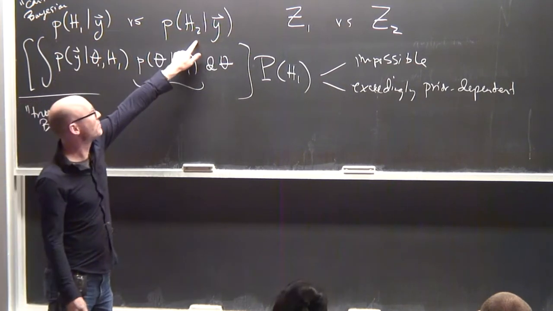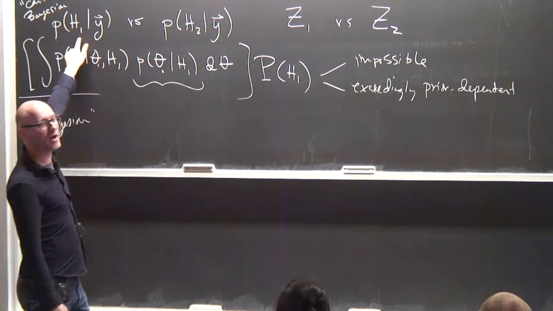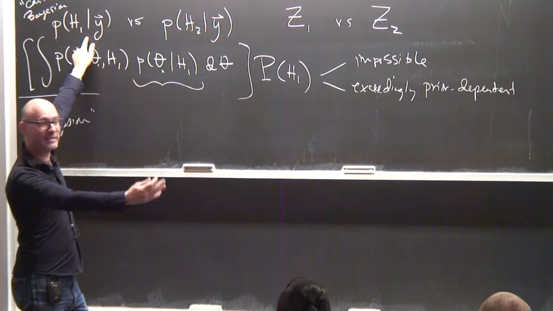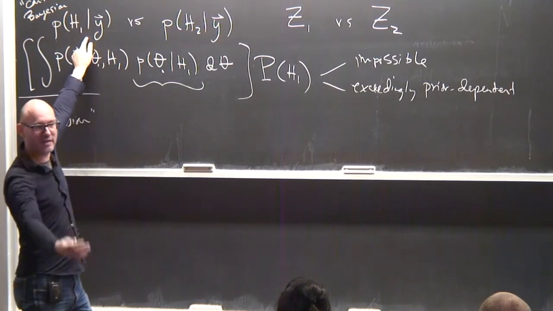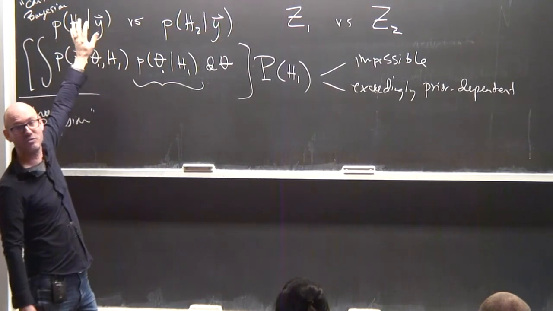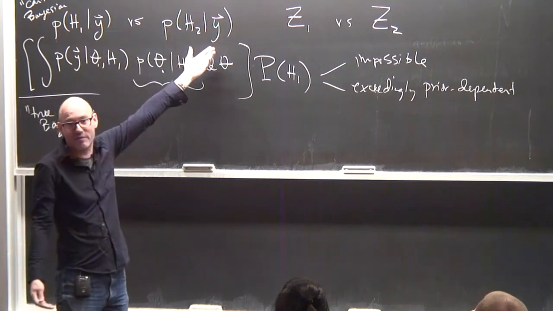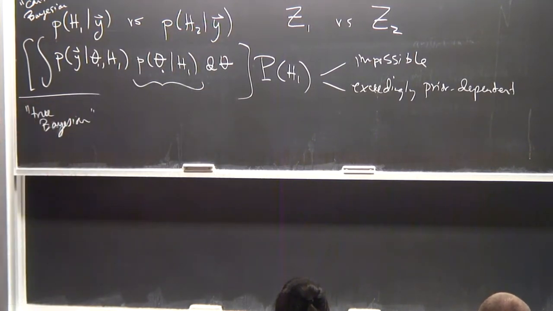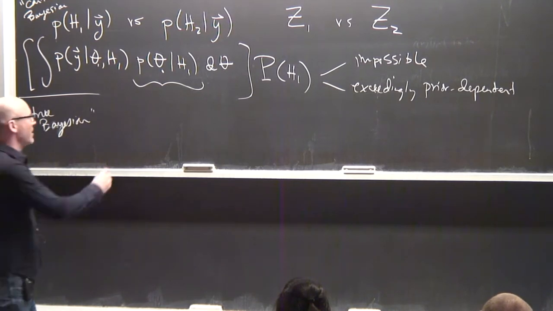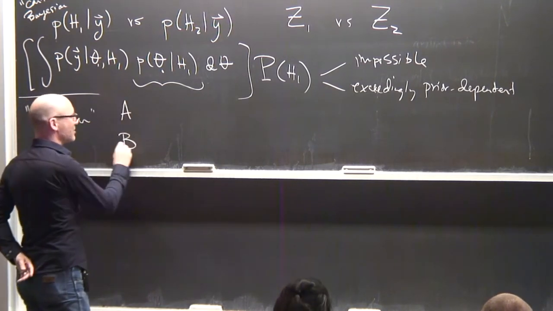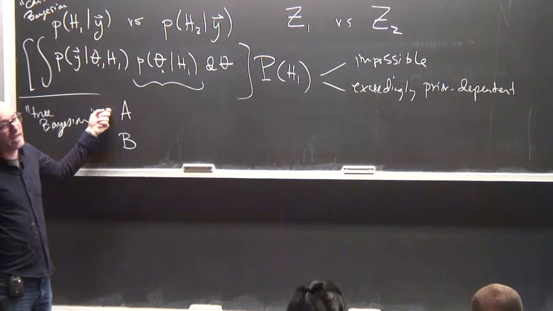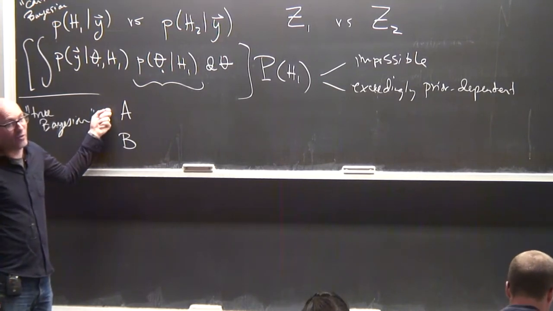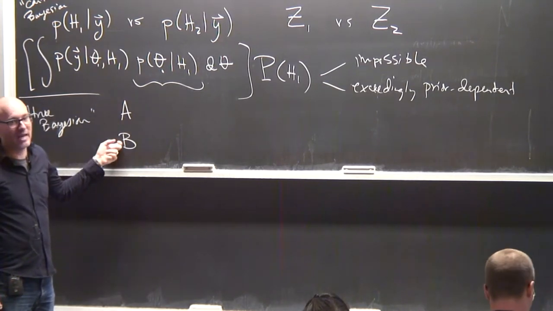Another thing is, this model might be slightly preferred to this model, but this model might lead to many more predictions, many more useful things. This model might be much more productive and useful as a model than that one, even if this one's marginally more probable. So a true Bayesian would say, actually what you have is decision A and decision B. And you could call decision A take model 1 and decision B take model 2.